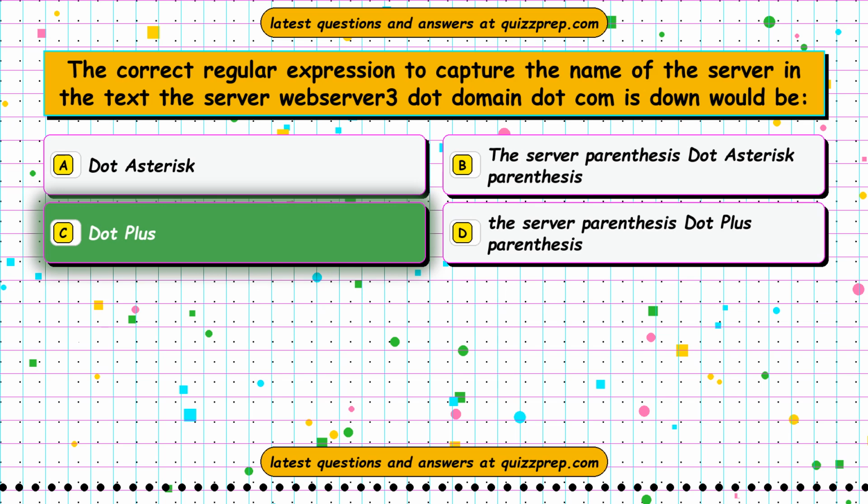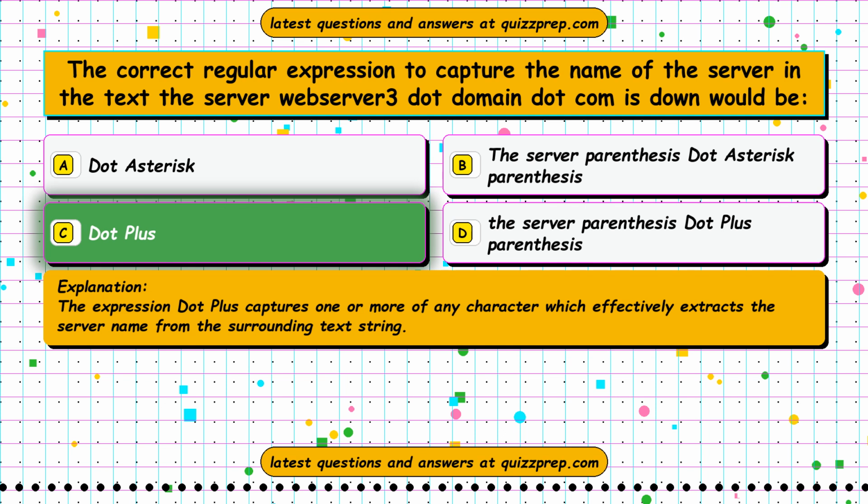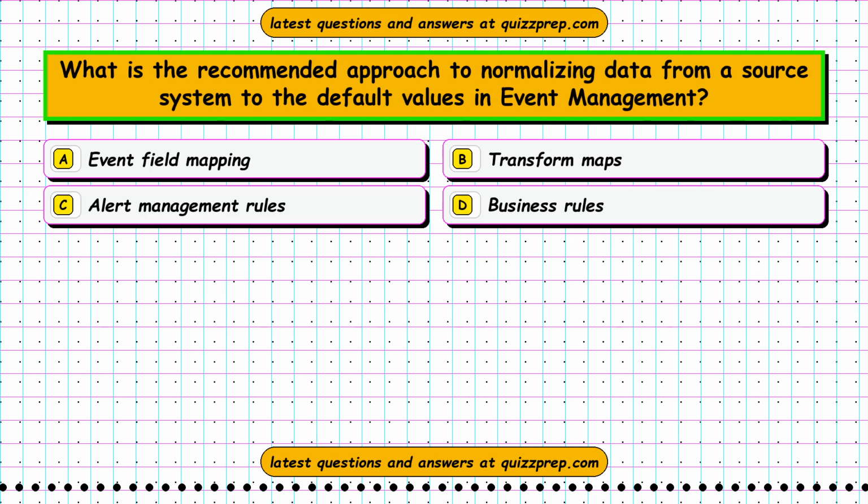The correct answer is option C. The expression captures one or more of any character, which effectively extracts the server name from the surrounding text string.